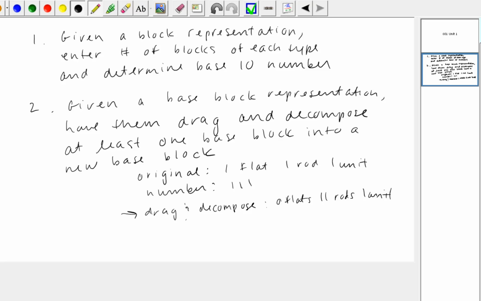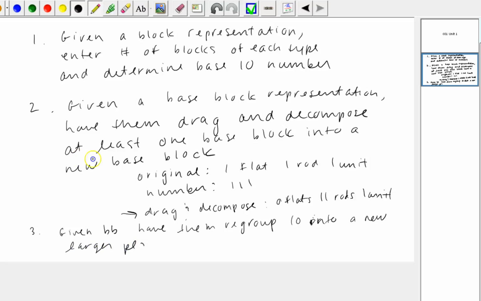Okay, so that will be 3. Given BB will be base blocks. Have them regroup 10 into a new larger place value. Okay. So that's the first three I see with this.